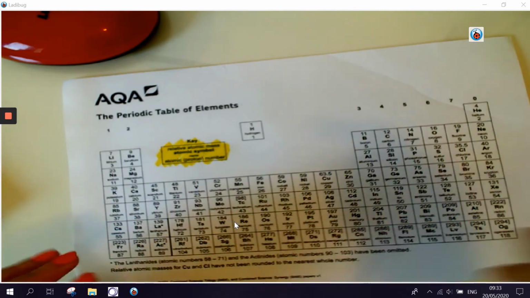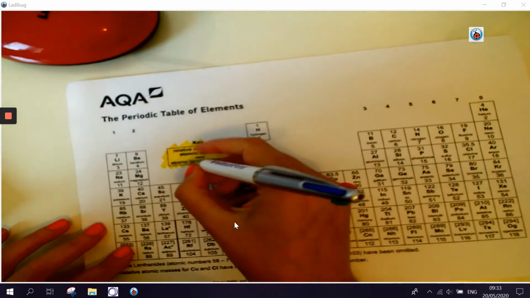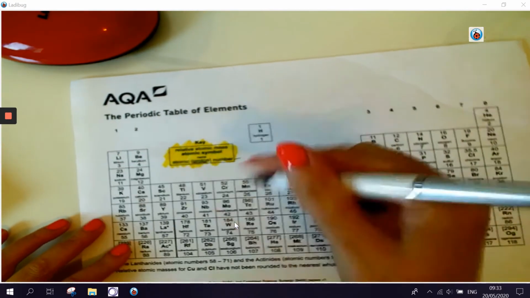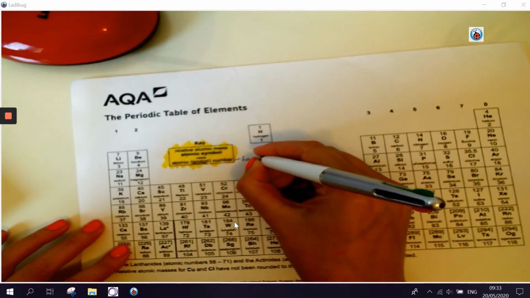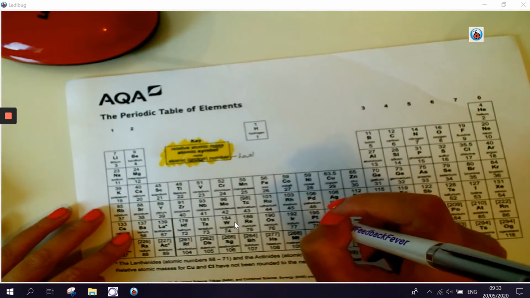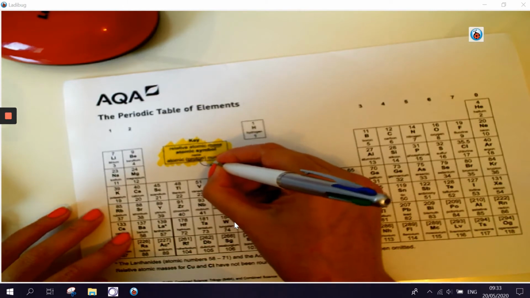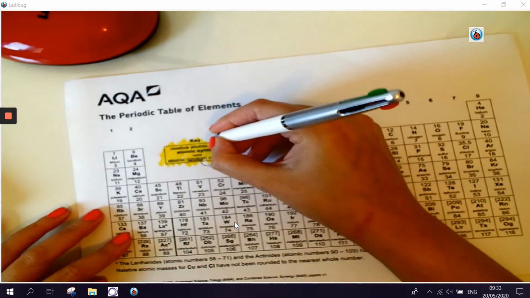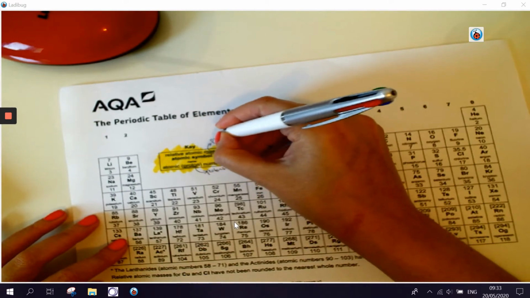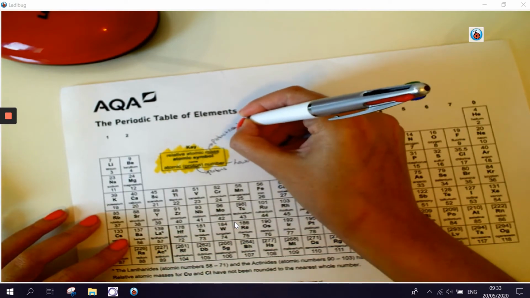In that you can see that we've got the atomic proton number, which is the bottom number on each element, and it is the lower number. Then we've got the atomic mass. Now the proton number is the number of protons, and the relative atomic mass is the mass of the nucleus, so it is the number of protons added to the number of neutrons.